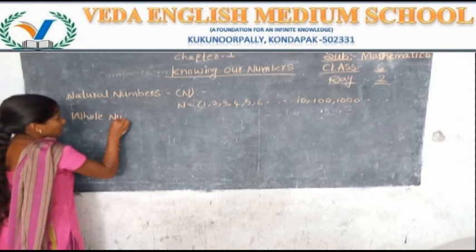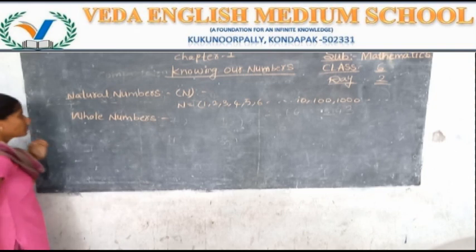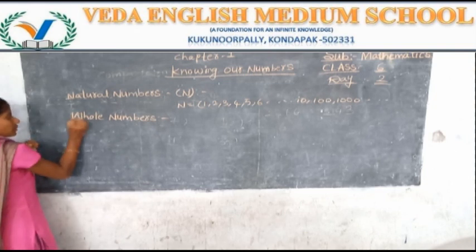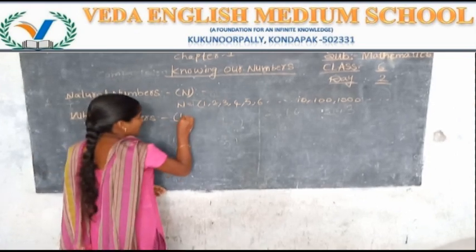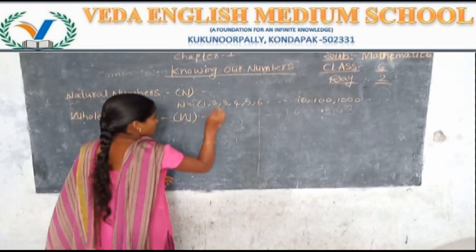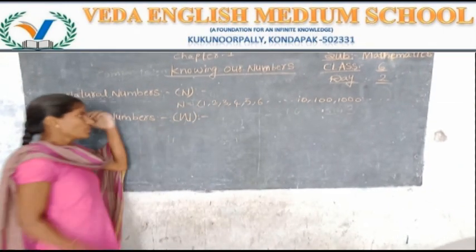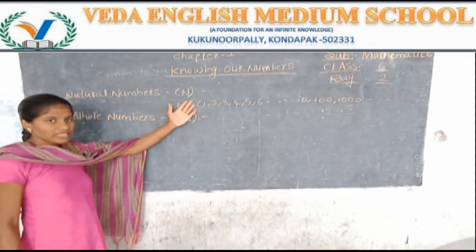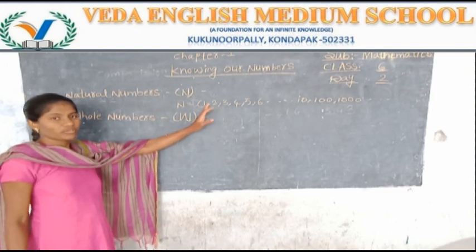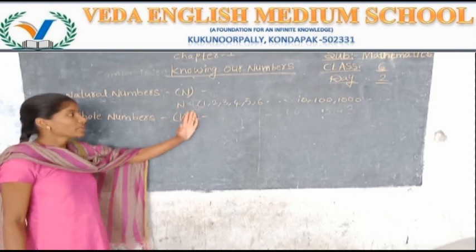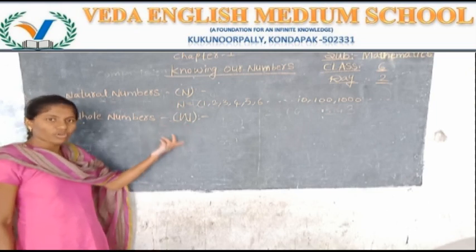Whole numbers. While I am writing whole numbers, the first letter is W, so whole numbers are denoted by capital W. Whole numbers are also the same as natural numbers, but in natural numbers we don't have 0. If you include 0 in the natural numbers, then we will get whole numbers.